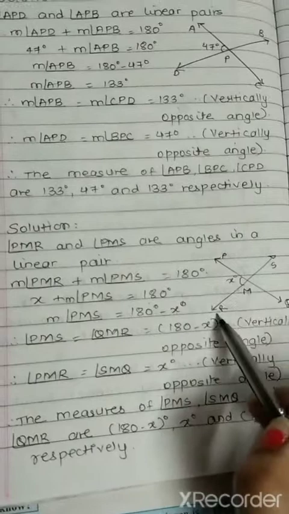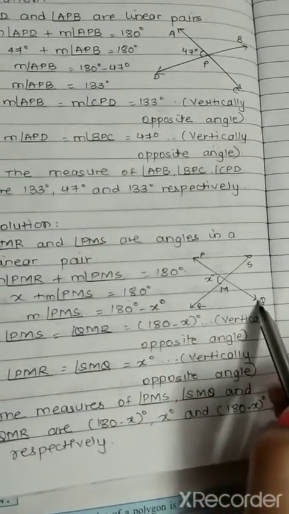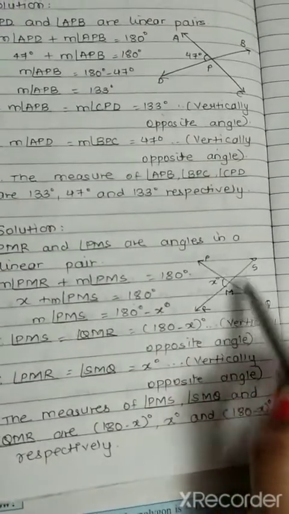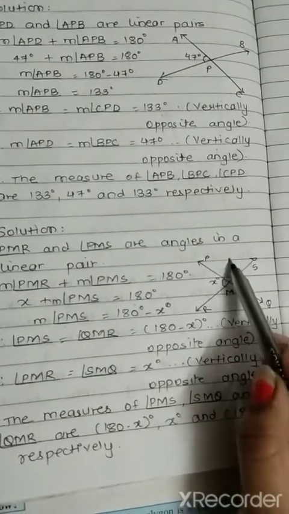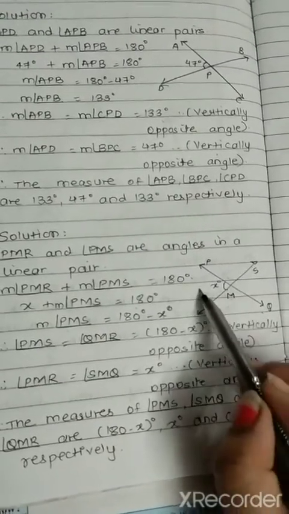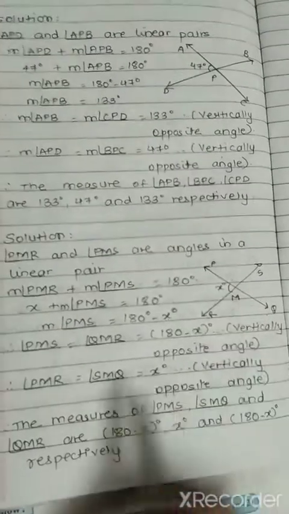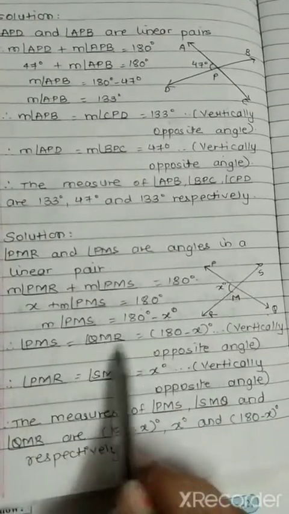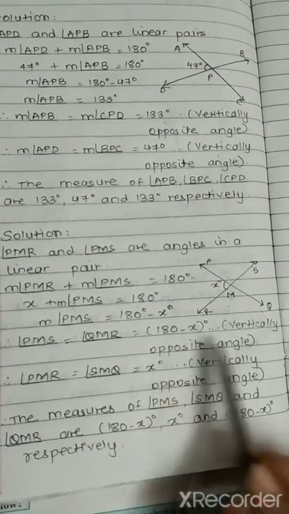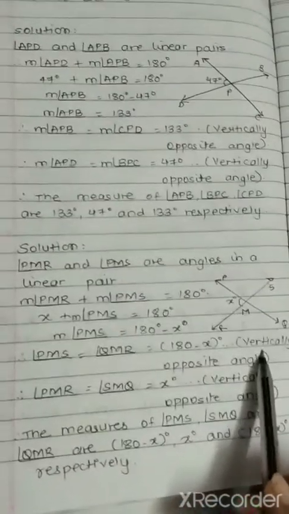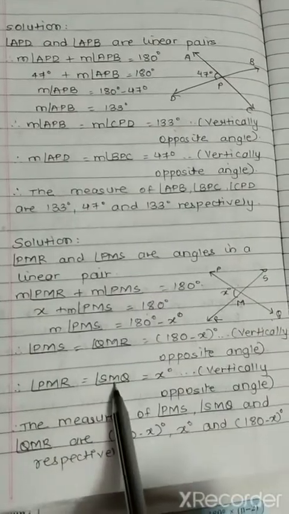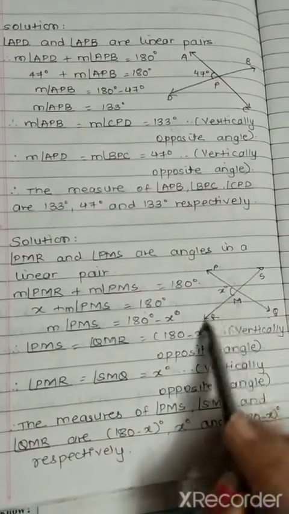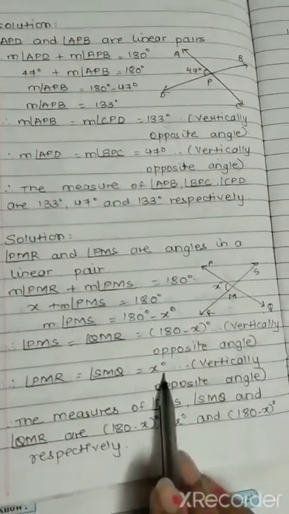Again PMR and SMQ are vertically opposite angles, while PMS and RMQ or QMR are also vertically opposite angles. So PMS is equal to QMR is equal to 180 minus x degrees. Reason is vertically opposite angle. And similarly PMR is equal to SMQ, which is equal to x degrees.